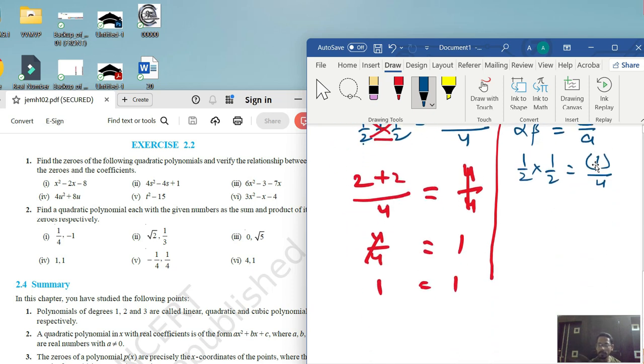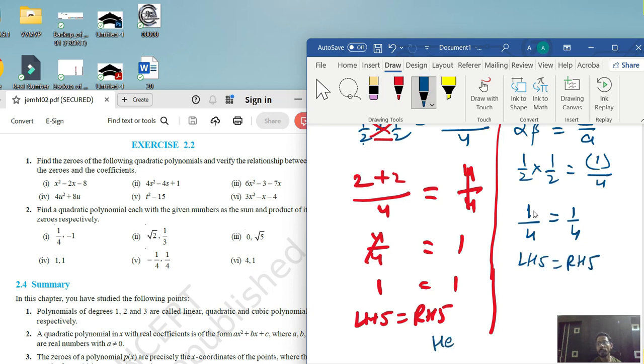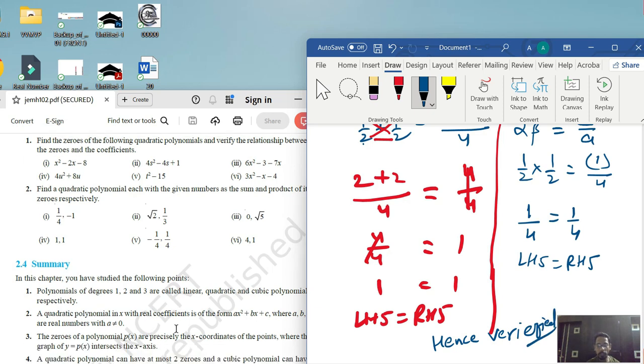Now in the next line we can say 1 into 1 by 2 into 2, that is 1 by 4, equal to 1 by 4. So here also LHS is equal to RHS. Here also LHS equal to RHS. So we can write hence verified. Okay, now we'll do the third question.